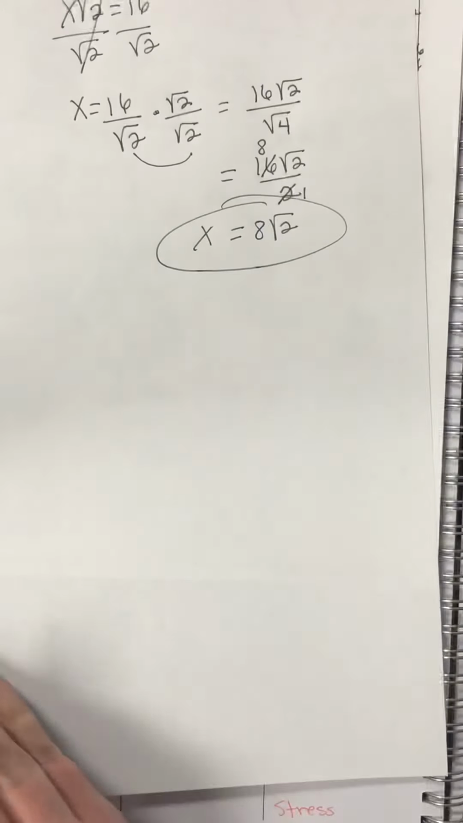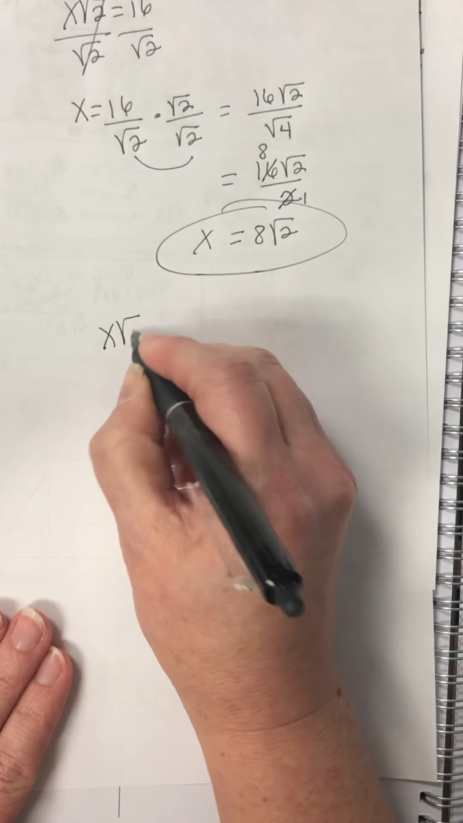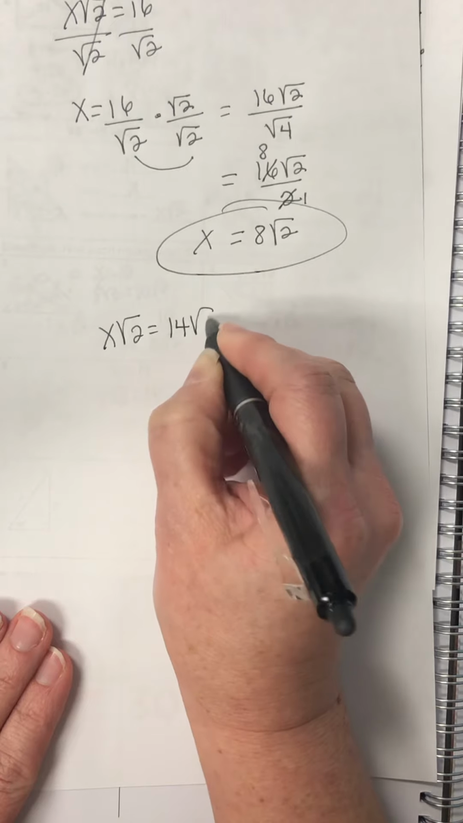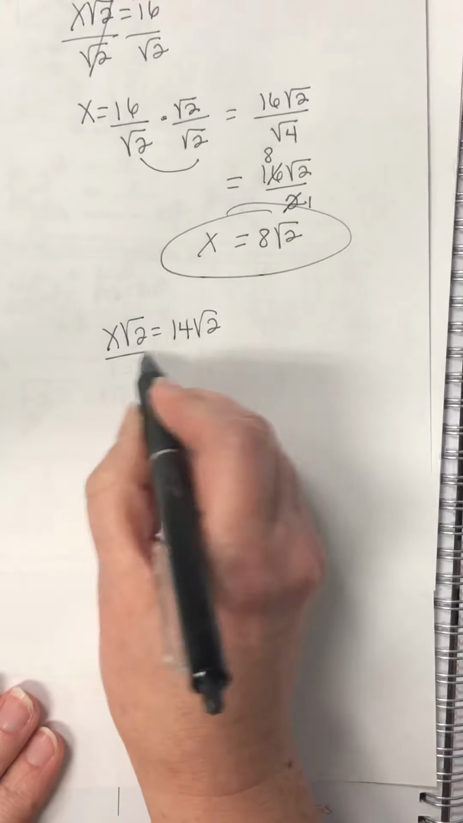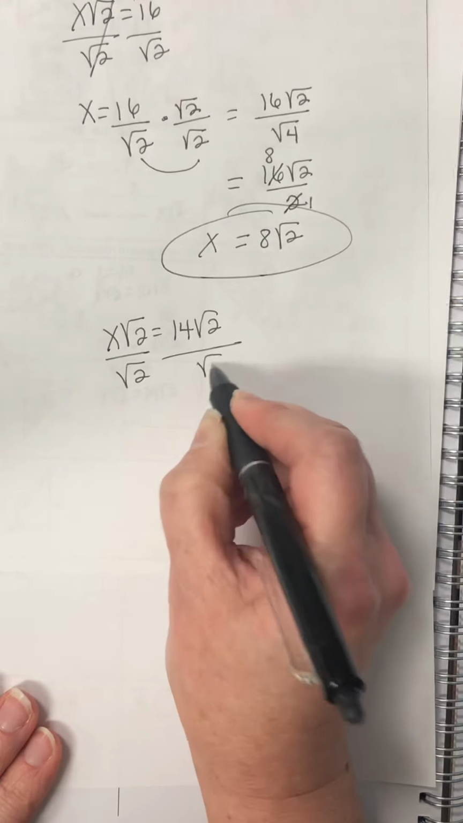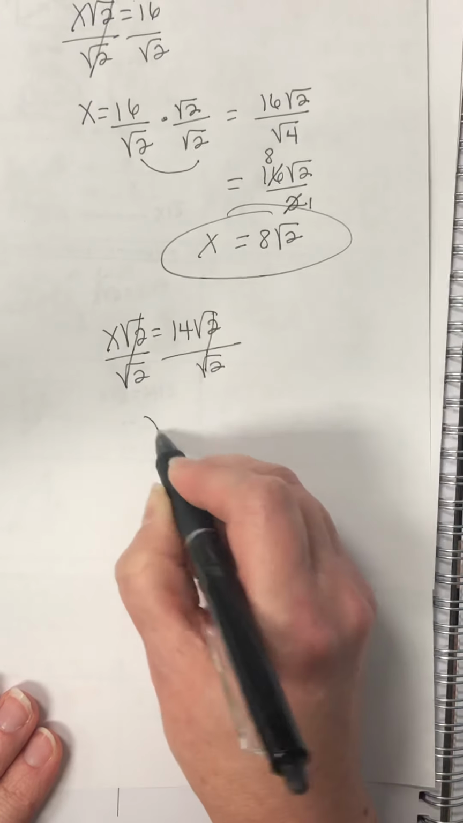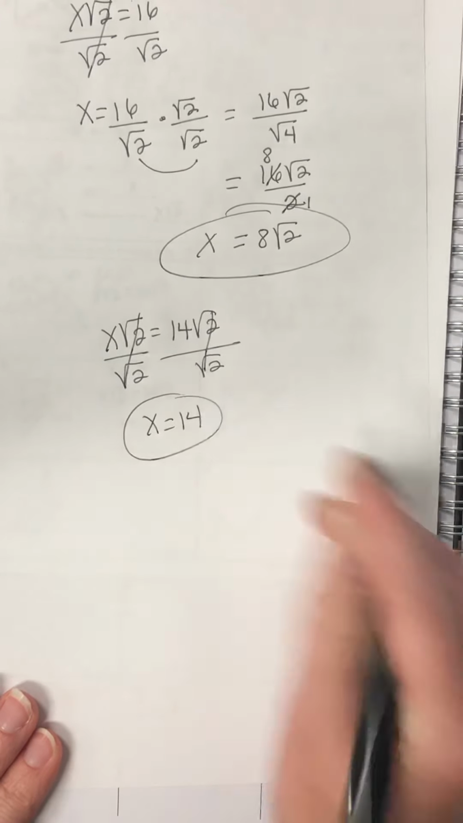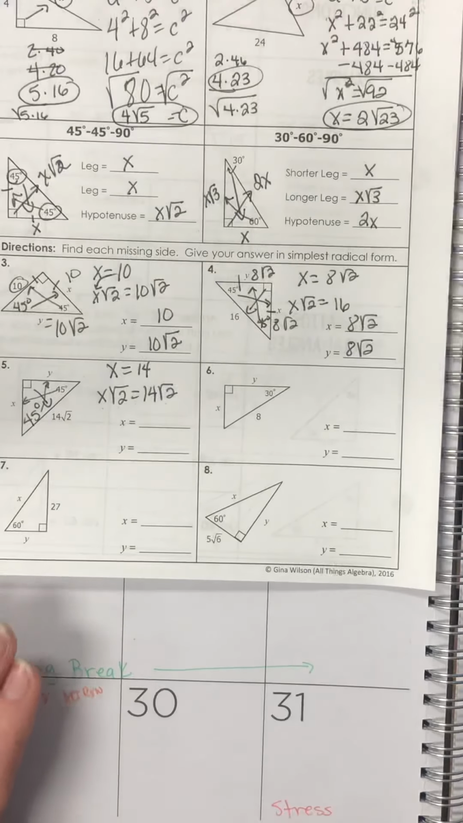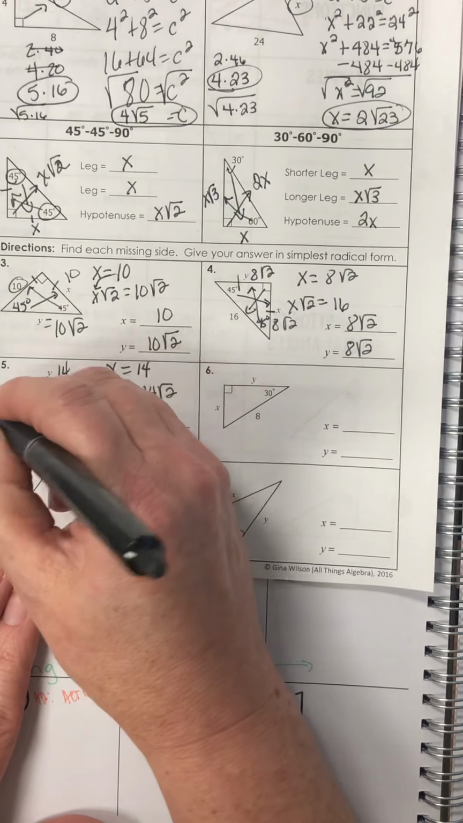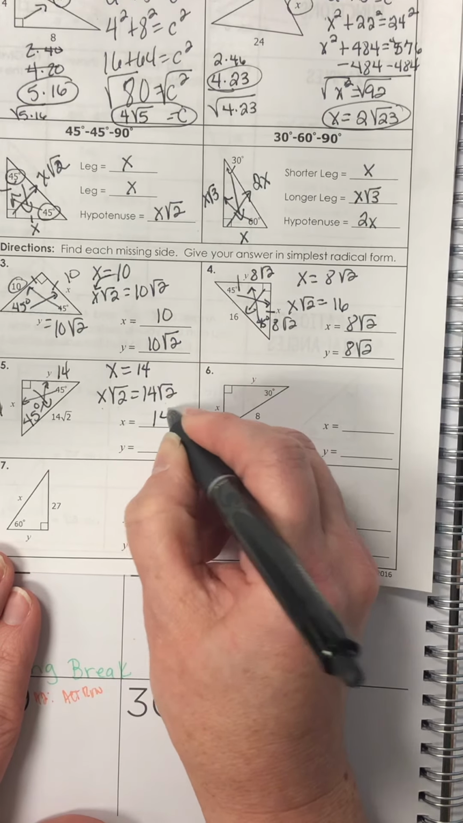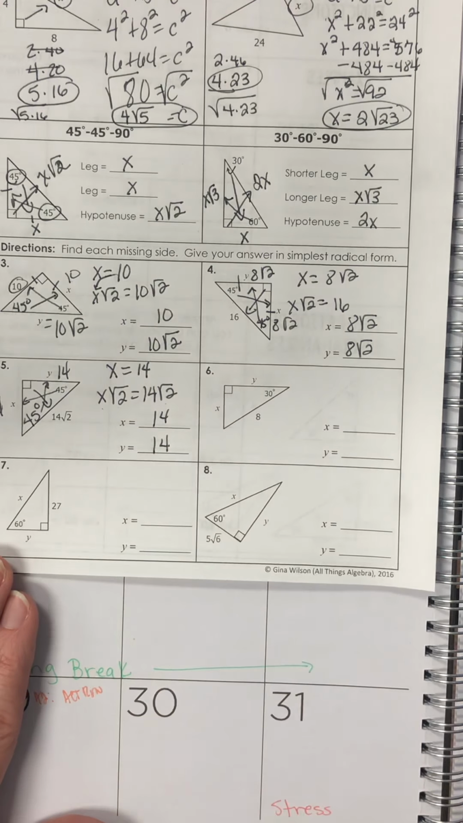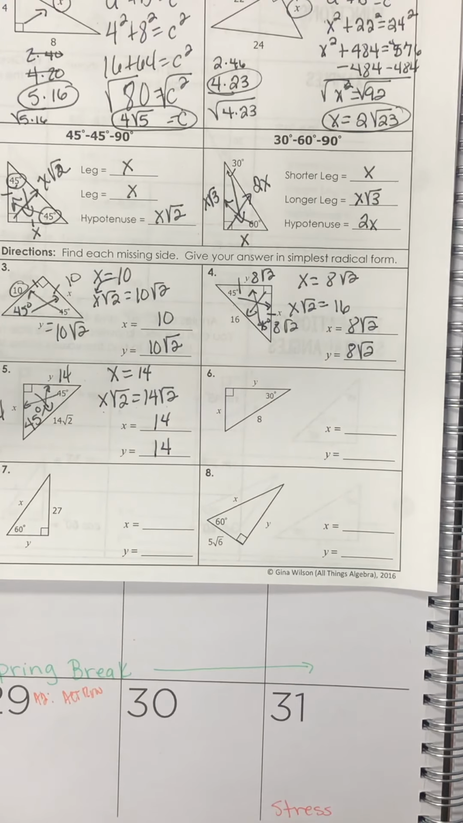However, if you can't visualize that, x square roots of 2 equals 14 square roots of 2. To solve for x, we'll divide both sides by the square root of 2. But they'll both cancel out, giving us x equals 14. Now these will be our two legs. x is 14 and y is 14. Okay, so that'll be our 45-45-90 right triangles.